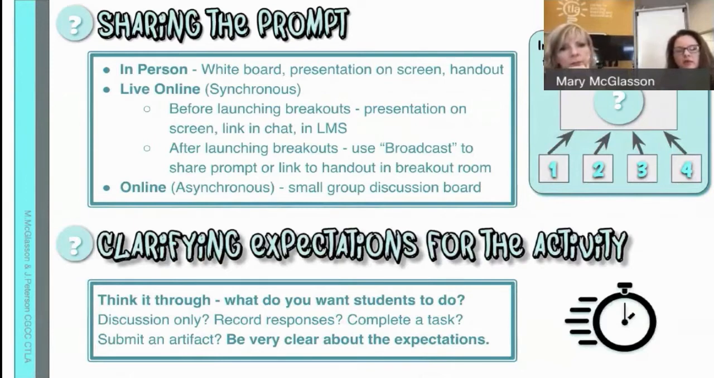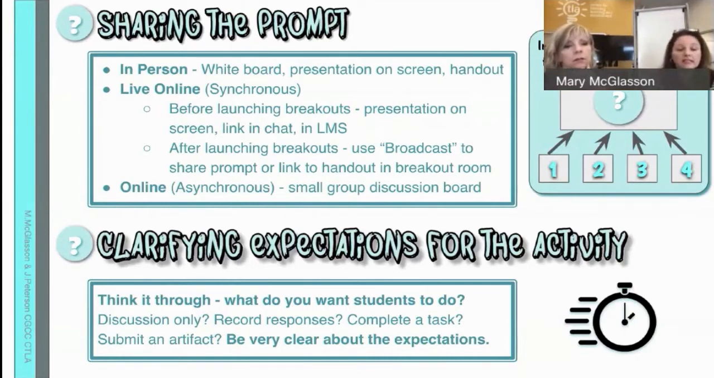The last thing you want, just like when you're in the classroom, is students get in that room and say, what are we supposed to do? Yeah. What were we supposed to talk about? Or nobody talks about anything. Yeah, you don't want them burning that valuable synchronous time. Absolutely. So it's really important that they know what the prompt is, and then expectations.